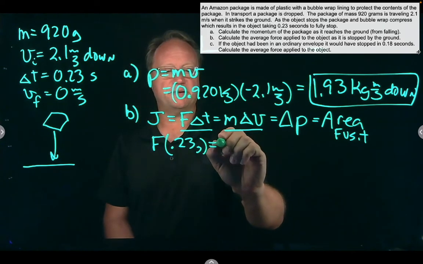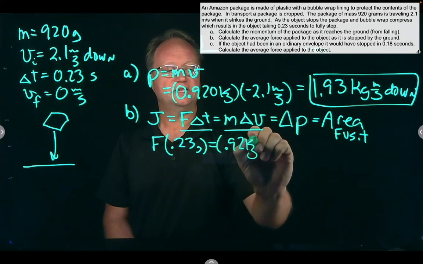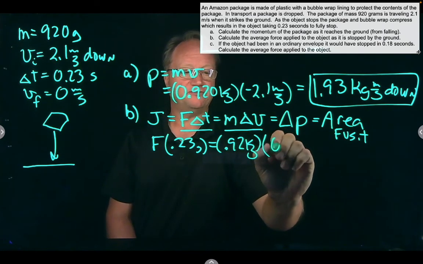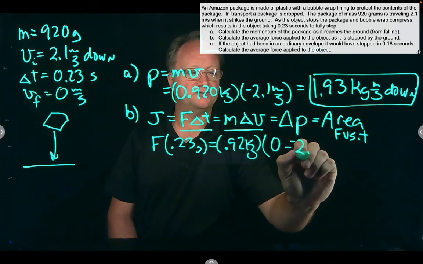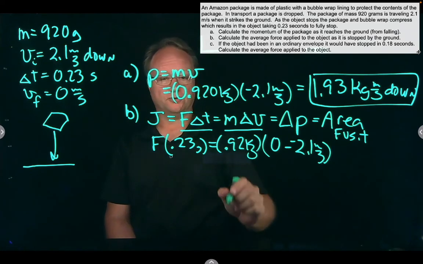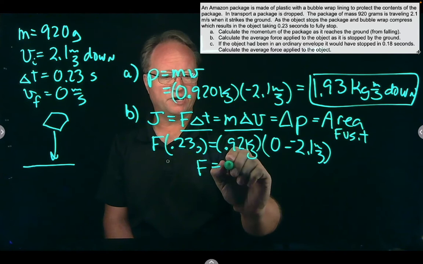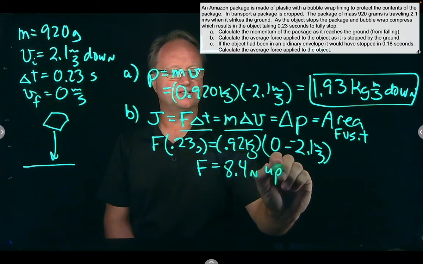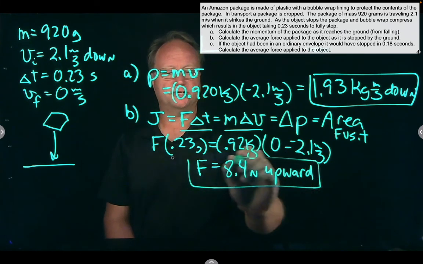The mass of the package, 0.92 kilograms. Change in velocity, that would be final minus initial. The final is 0 minus the initial, was a negative 2.1 meters per second. And then solve your equation down. So that's going to give us a force of positive 8.4 newtons, and the positive we would interpret as the upward direction.